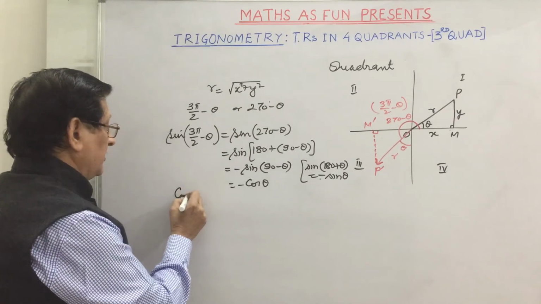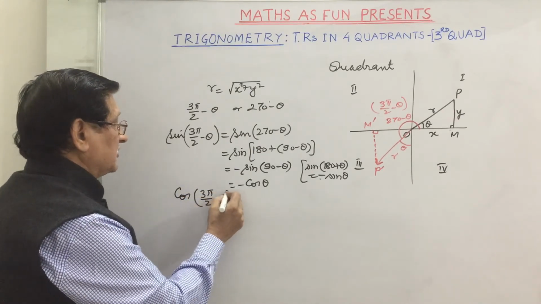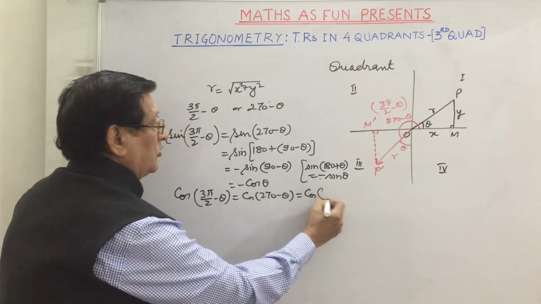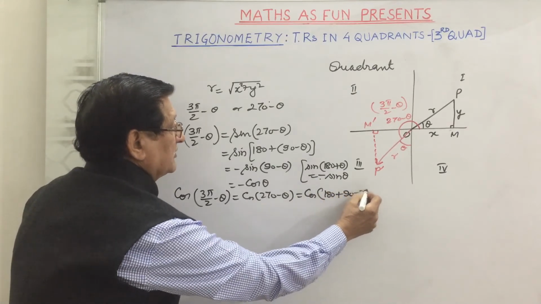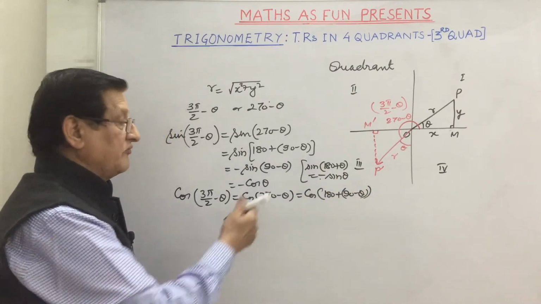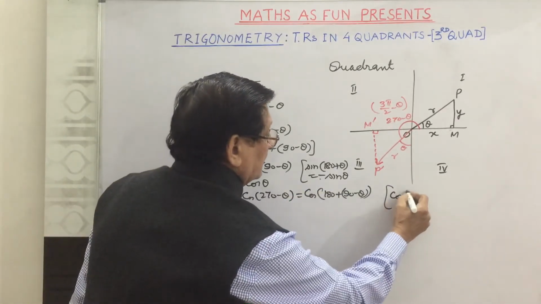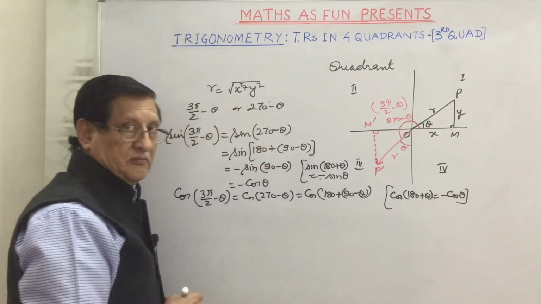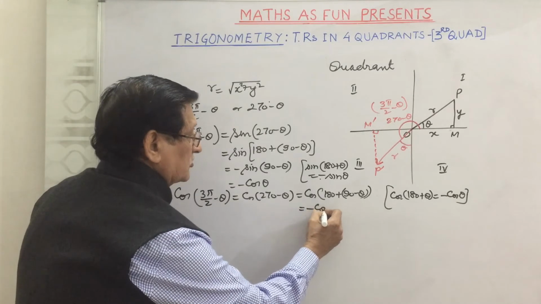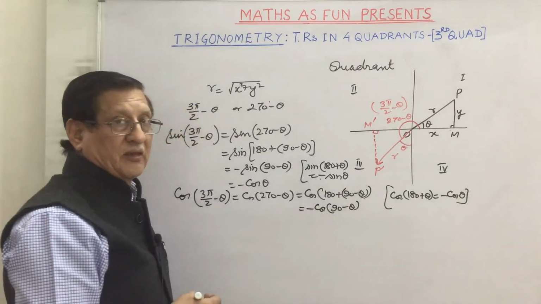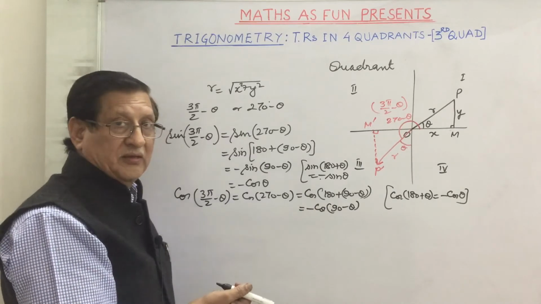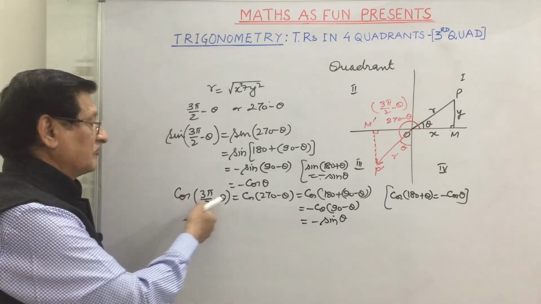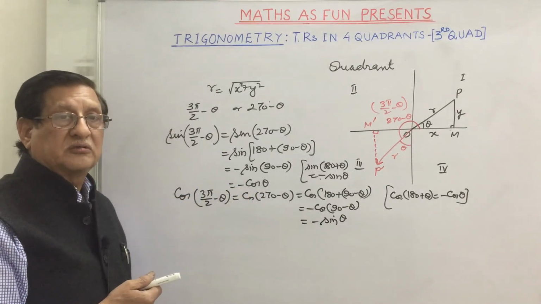When we go for cosine, cos of 3 pi by 2 minus theta or cos of 270 minus theta will be same way cos of 180 plus 90 minus theta we can write. And we know cos 180 plus theta is minus cos theta. So we find here this is minus cos of 90 minus theta, and we know cos 90 minus theta is sin theta, so it becomes minus sine of theta. So we have seen that cos 270 minus theta is equal to minus sine theta.